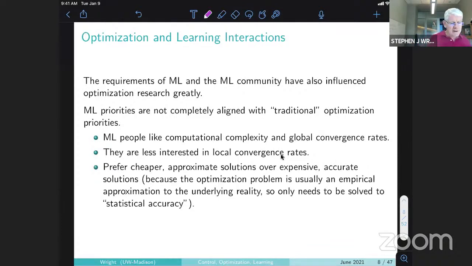Machine learning is heavily influenced by theoretical computer science. So they like to think about issues like computational complexity, upper bounds on the amount of computation an algorithm will take to solve a certain class of problems. They're interested in global convergence rates. They don't care that much about local convergence, whether an algorithm is superlinearly convergent or quadratically convergent. And they're also not particularly interested in getting highly accurate solutions, because usually the problem that you're solving is an empirical representation of some real problem, and you only really need to solve it to within statistical accuracy. Anything more than that is kind of a waste. So they don't really care about getting a solution that's accurate to like 8 digits. They'd much rather find something that cost less to find and was accurate only to a level of 1 over n or something, where n is the number of training points.